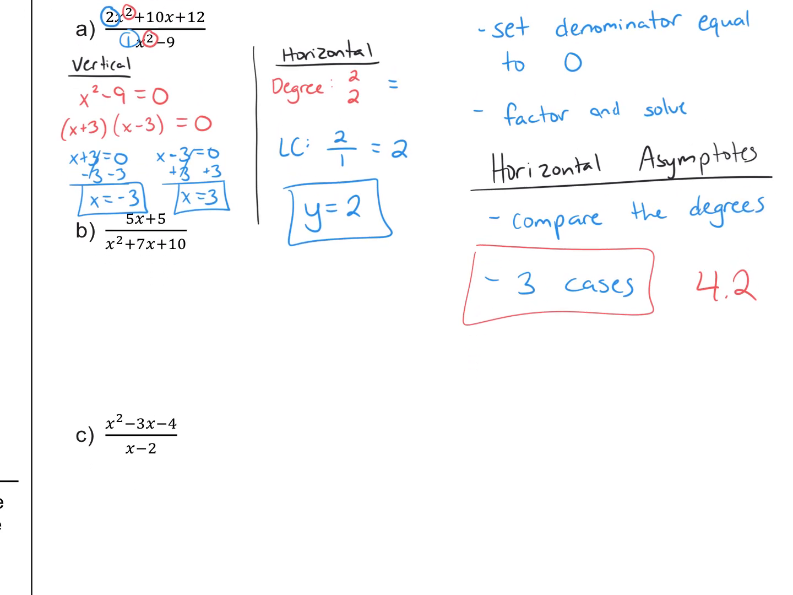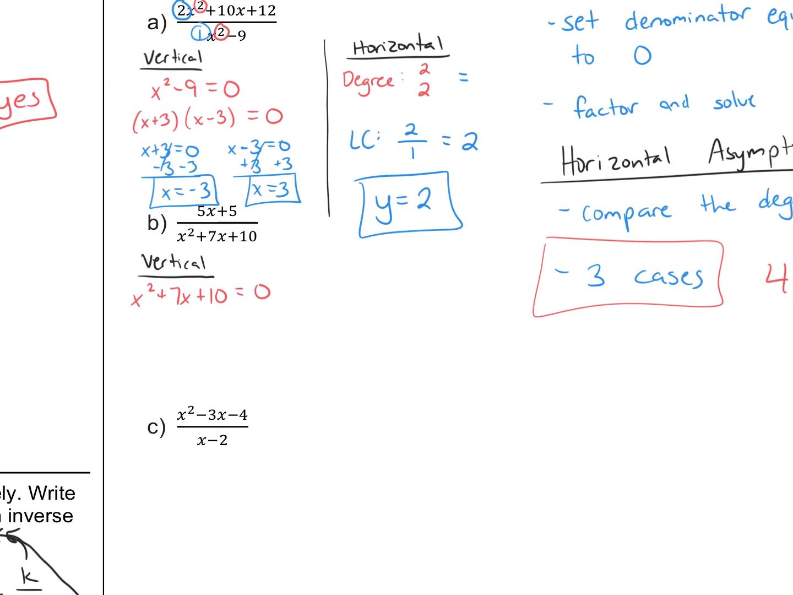Looking at part B, we're doing the same thing. Looking for vertical asymptotes. How do I find vertical asymptotes? What am I doing with the bottom fraction? Yep, take x squared plus 7x plus 10 equal to 0. What do I need to do first before I can solve? Factor. What are factors of 10 that add up to 7? Does everyone agree with 5 and 2? Yes.